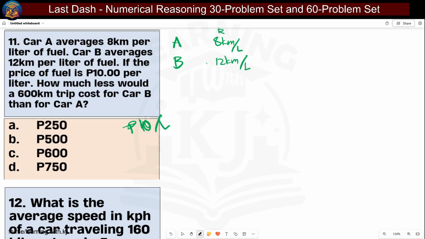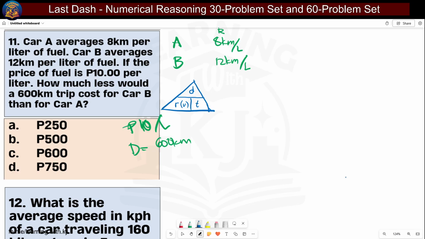How much less ang kanyang babayaran, or how much less would a 600 kilometers total distance trip cost for car B, kasi nga mas malayo yung sakay car B, kasi makakalas siya, than for car A.